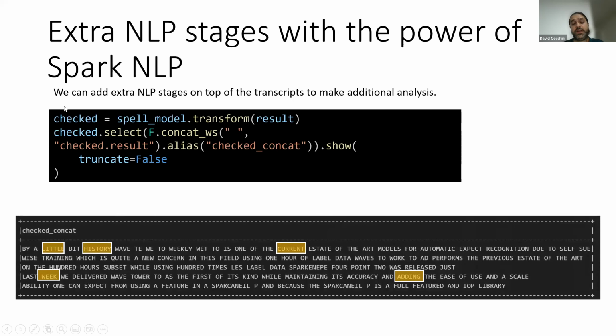And we can see that the model was able to correct some of the usual words that we have, like "weak," it fixed the "current," the "addings," and so on. So it was able to improve the word error rate a little bit, right? We already got like 4 or 5 extra points here just by passing it to a spell checker.